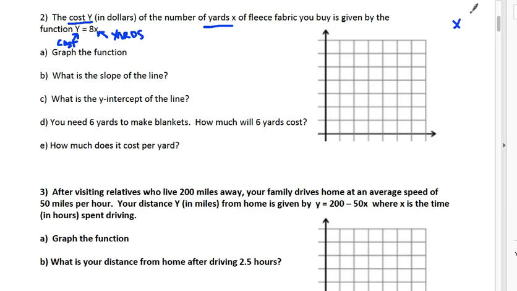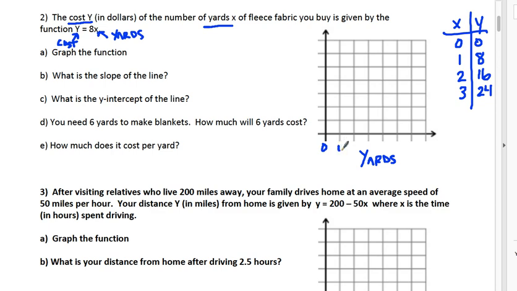Okay, and we're going to graph, so we could make an XY table. When you put a 0 in for x, 8 times 0 is 0. When you put a 1 in, 8 times 1 is 8. When you put a 2 in, 8 times 2 is 16. When you put a 3 in, 8 times 3 is 24, etc. So x is the yards. So on the x-axis, we're going to label that with yards and go 0, 1, 2, 3, 4, and so on.